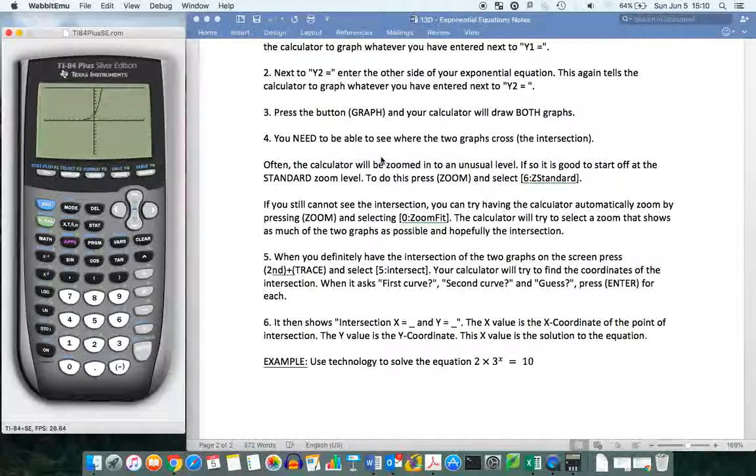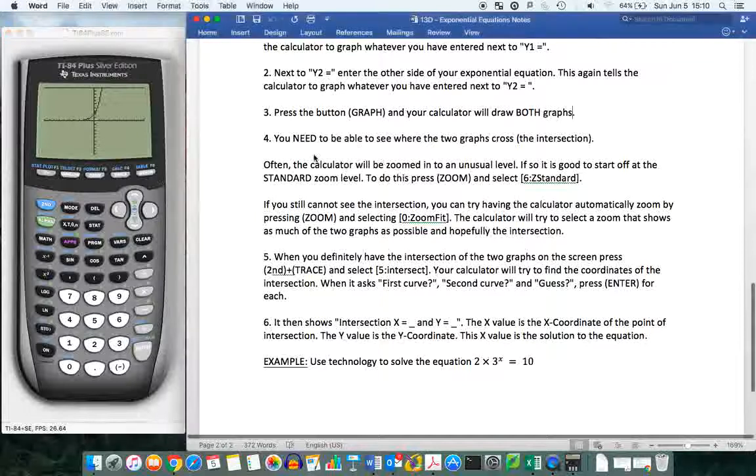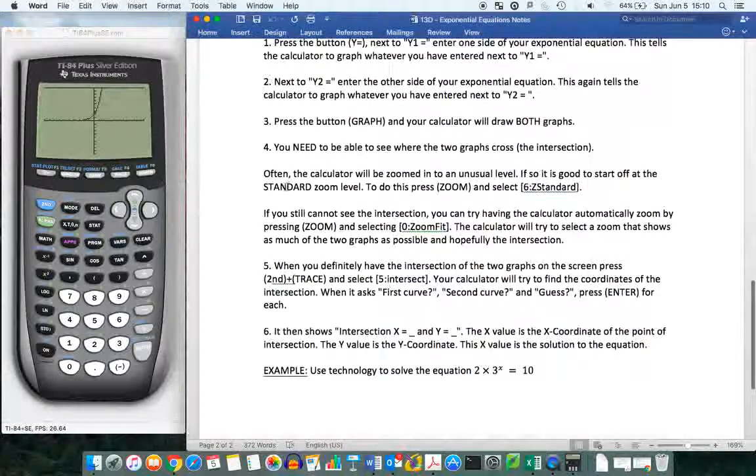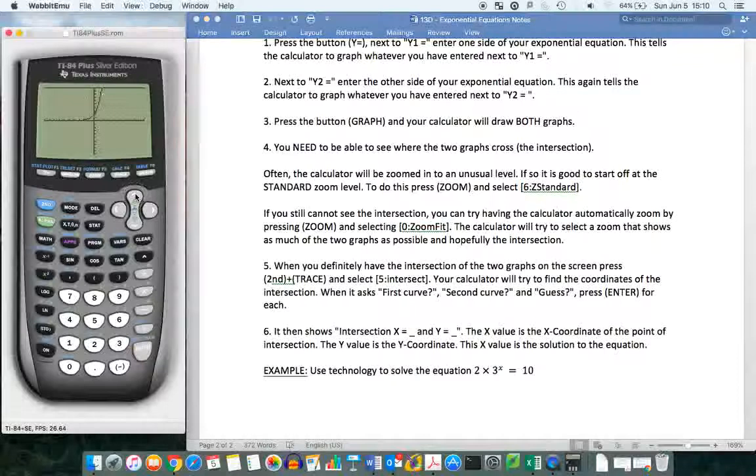Okay, so step 4, you need to be able to see where the two graphs cross, the intersection. Now you can see that the curved line and the straight line, where y equals 10, looks to be crossing there, but it's not quite clear. Let's see if we can scroll up. It's quite slow. Oh, wait, let me scroll up. So unfortunately it hasn't centered on the graph that we need there.